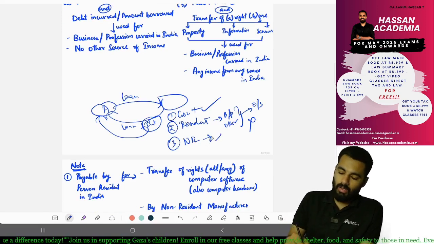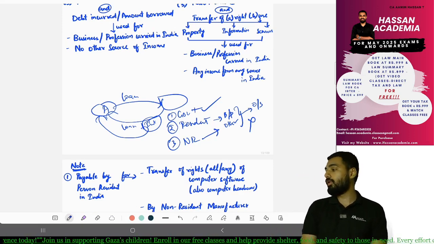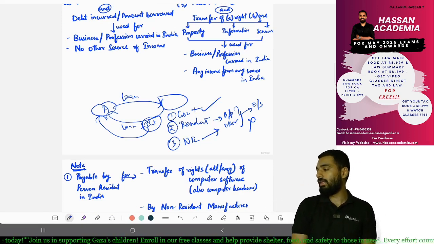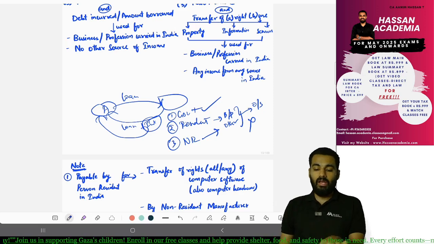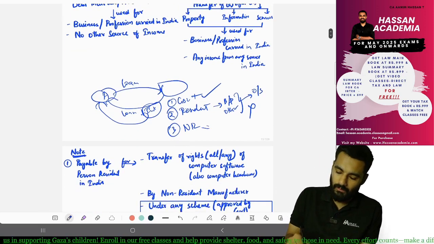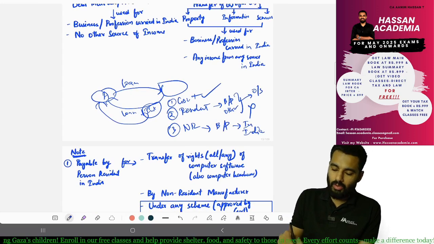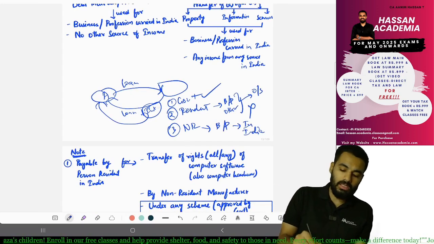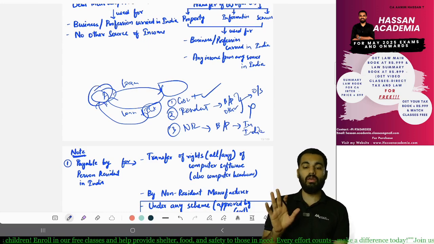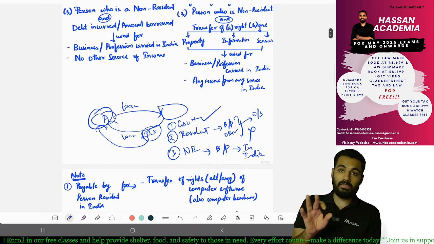Third situation, non-resident also same. We have to see whether it is for business or profession or in another situation where it is outside India. We'll write here. Business or profession, he should use only in India. Then only this interest income will get accrued. Yes. This is for interest, loan interest.